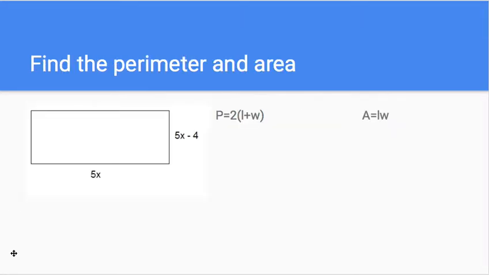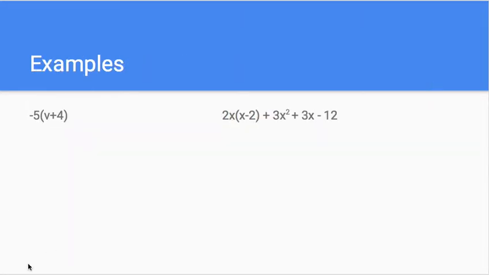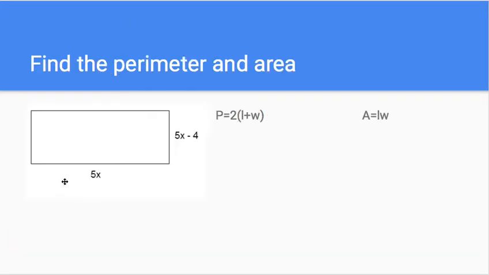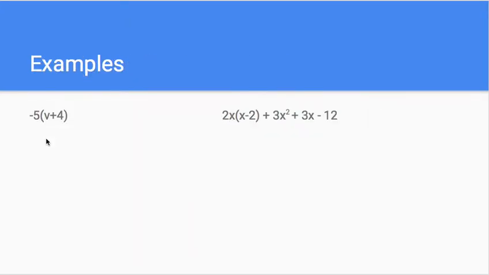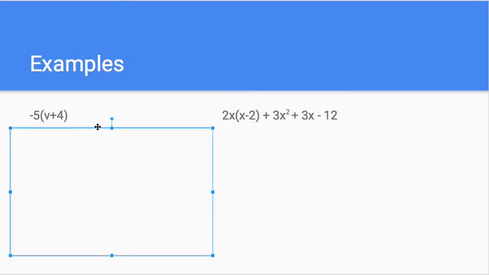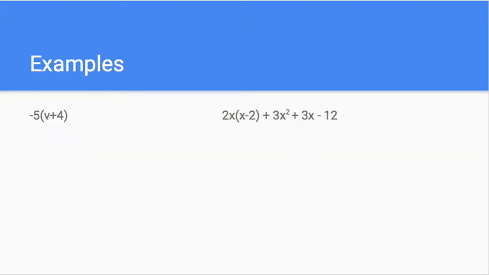We have the first one, -5 times the quantity v plus 4. Don't know what's happening with my computer right now. Well, I'm just going to delete this. So if I take -5 times v and then do -5 times 4, -5 times v gives me -5v. -5 times 4 is -20. So I end up with the answer -5v plus -20.